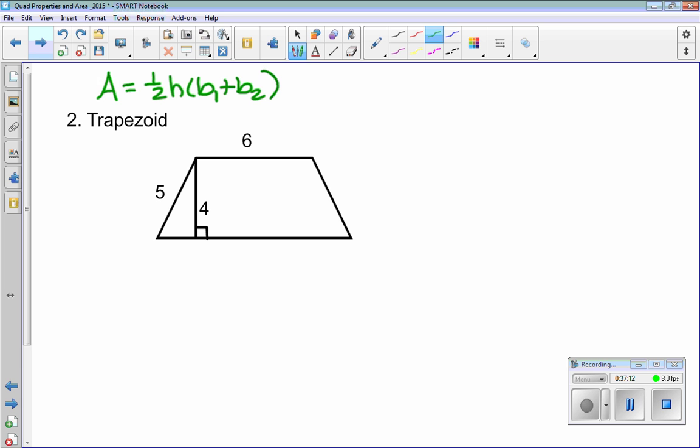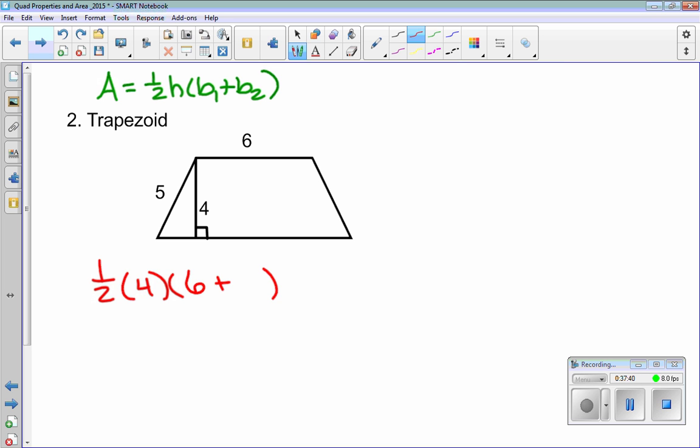I'm missing some information here, though. What information do I have in the picture and in the formula? I have the height. Good. So let's plug it in. The height is 4. Perfect. So I have 1/2 times 4. What else do I have? One of the bases, and that is going to be 6.